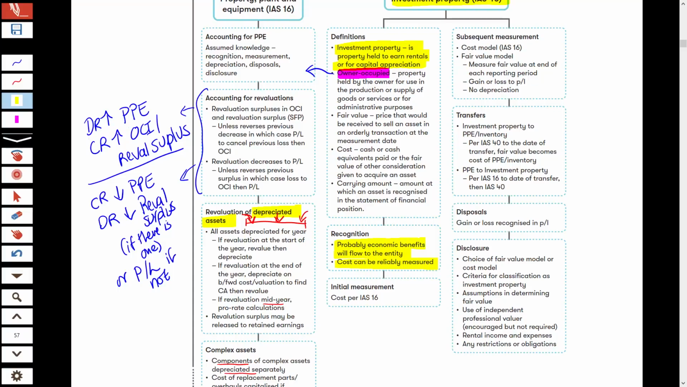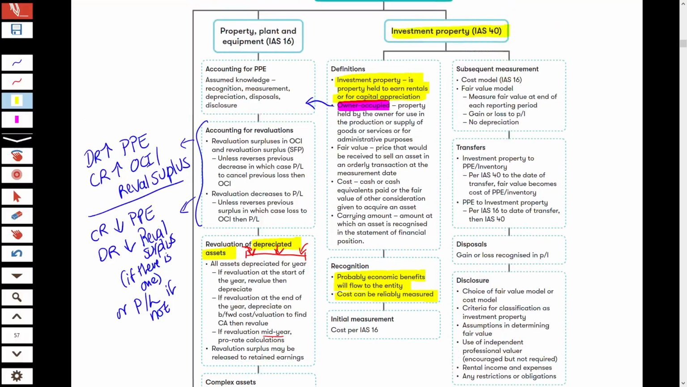We initially measure it exactly the same way as we would any other property. However, subsequent measurement, we've got a choice. We will elect, and we can choose either the cost model or the fair value model. Now, the fair value model is a bit similar to the revaluation model, but it's not the same, so really careful that you don't get them muddled up.